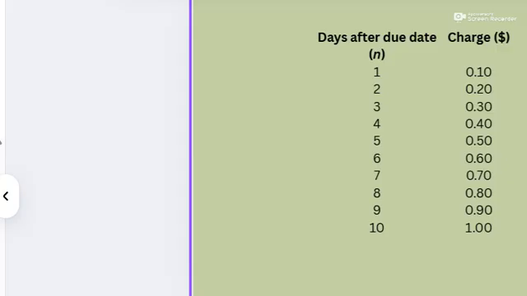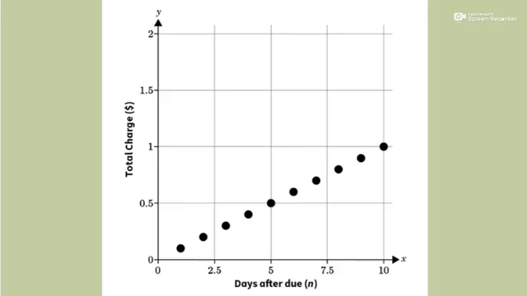What is the x-axis for this graph? It would be days after due date, the n value. And what is the y-axis for this graph? The charge or the total amount that he's going to have to pay. And just in case you were dying to see that graph, that's what this graph looks like.